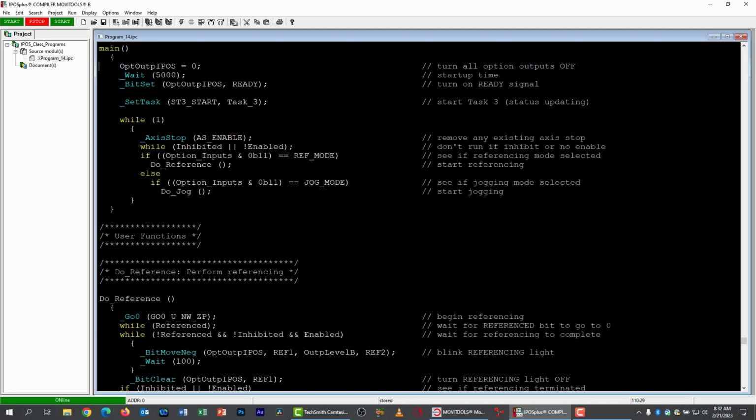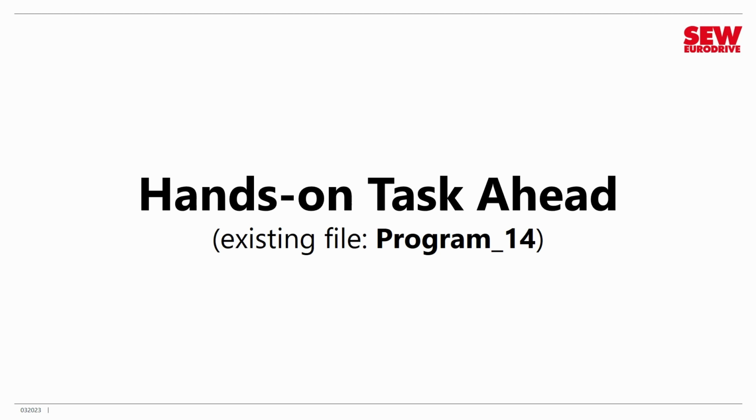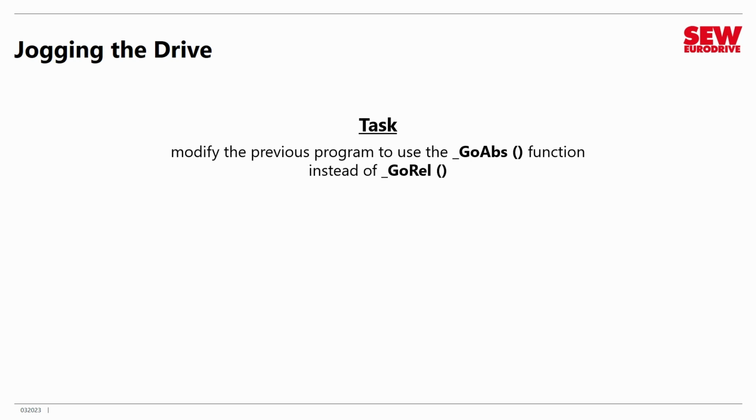And guess what? You're going to get to write another program. We're going to use your existing program that you just wrote, program 14, and make a change to it. And here's what I'd like you to try. We're going to explore an alternative jogging technique. I'd like you to modify it to use Go ABS instead of Go Relative.